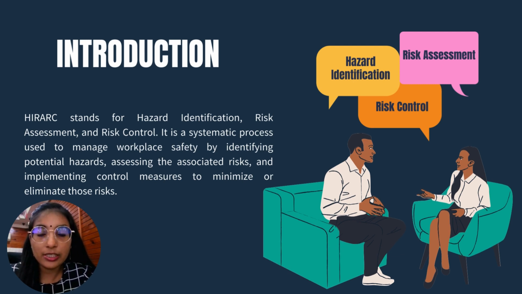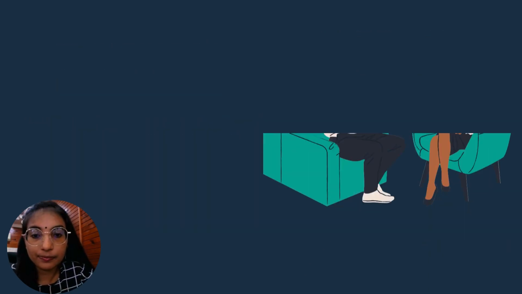Okay, let's look into the introduction. HIRARC stands for Hazard Identification, Risk Assessment and Risk Control. It is a systematic process used to manage workplace safety by identifying potential hazards, assessing their associated risk, and implementing control measures to minimize or eliminate those risks.